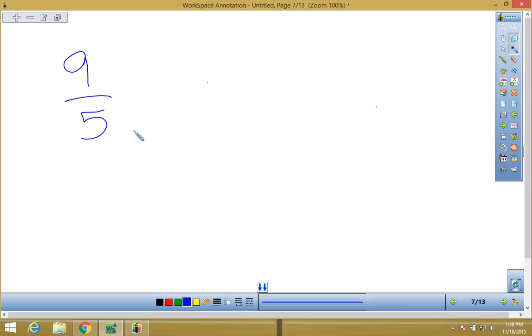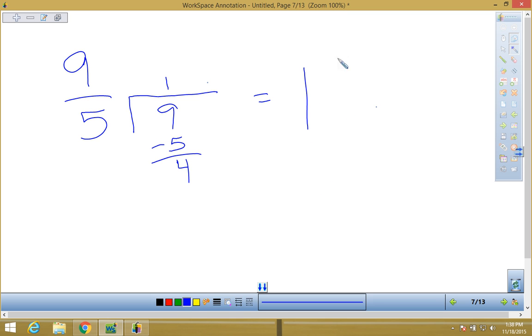Okay, so you're going to do 9 divided by 5, right? You got to divide these. And 5 can go into 9 one time. And then you subtract 5 from 9, which gives you 4. And then your number on top is the whole number, and the 4 is the numerator. So 1 4/5. All right, let's do one more example.